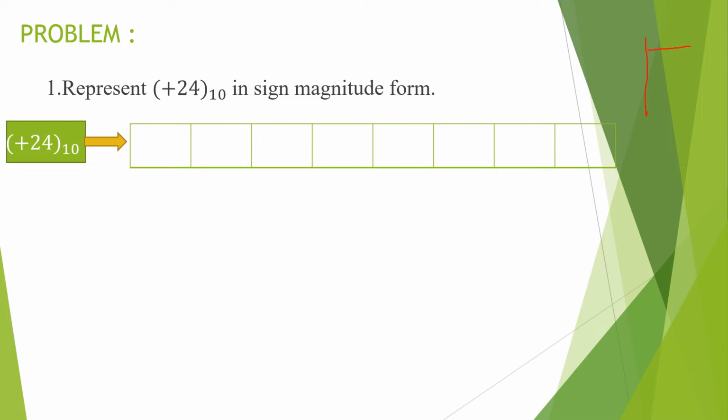Divide by 2. 24 divided by 2 is 12, remainder 0. Again divide by 2: 6, remainder 0. Again divide by 2: 3, remainder 0. Again divide by 2: the answer is 1 and the remainder is 1. For this binary value you have to write from bottom to top. So my value will be 1 1 0 0 0.